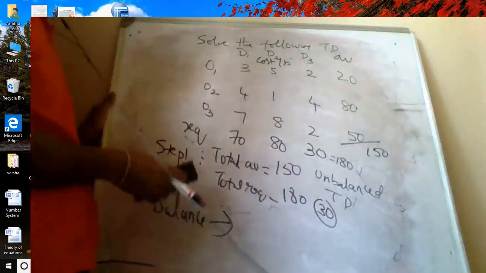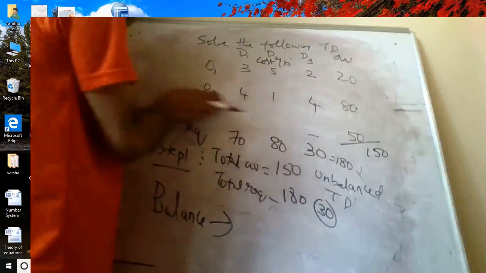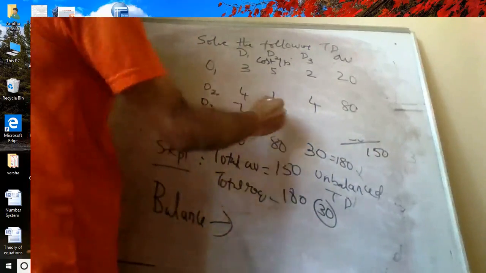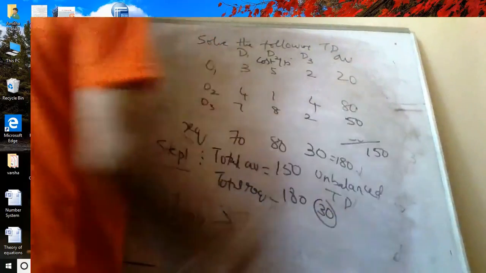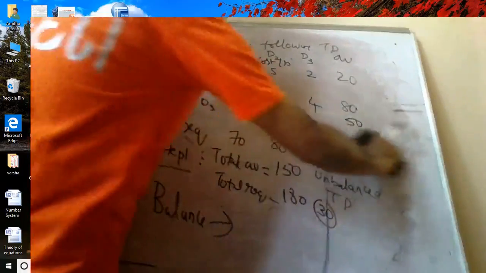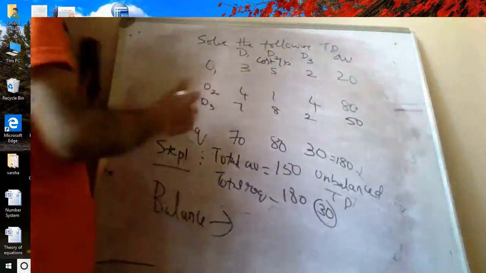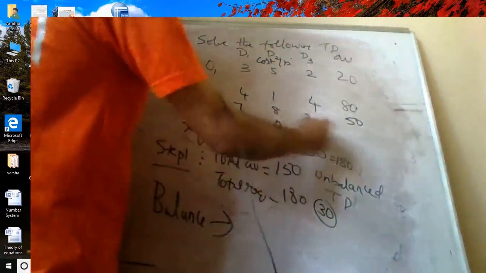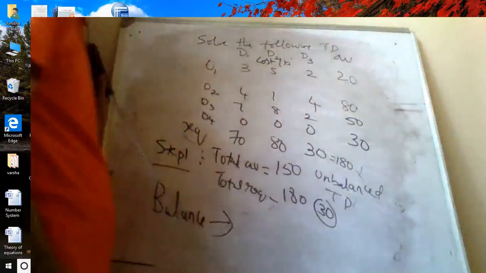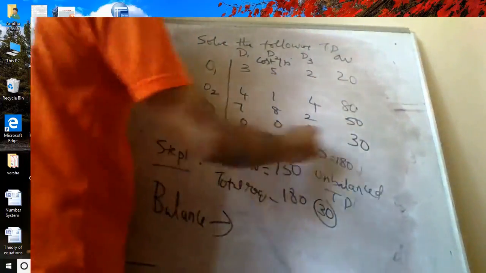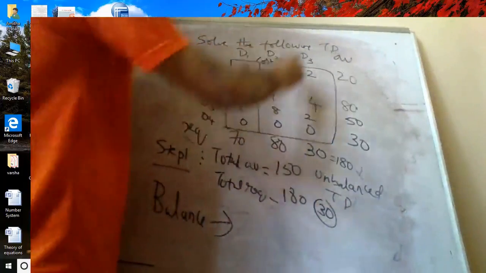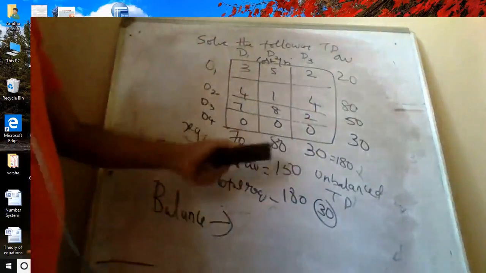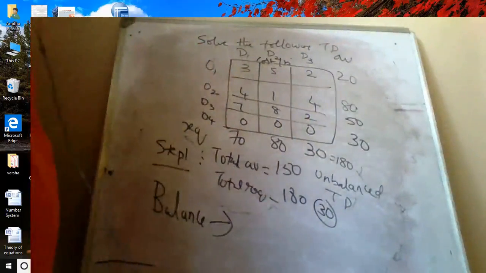Just check it up. O3, 7, 8, 2, 50. Okay, so 30 is missing. So I'll add one dummy row with all values 0 and availability 30. Now it becomes a balanced transportation problem. Now apply VAM and apply MODI method. I hope all of you are clear.